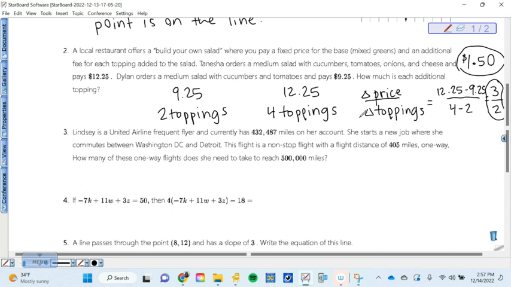Last one. Let's try and finish this up. Lindsay is a United Airlines frequent flyer and currently has 432 some thousand miles on her account. She starts a new job where she commutes between Washington, D.C. and Detroit. This flight is a non-stop flight with a flight distance of 405 miles one way. How many of these one-way flights does she need to reach 500,000? How are we going to figure it out?